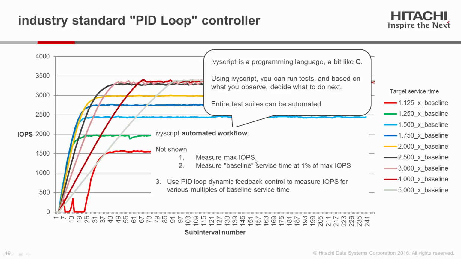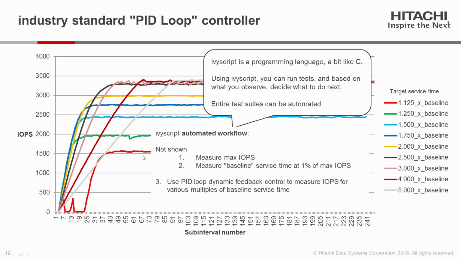That's the maximum number of IOPS we can do. And then in the second step, also not shown, we run at exactly 1% of the maximum observed IOPS in step 1, and we measure the service time. And we call that the baseline service time. So those two things aren't shown.